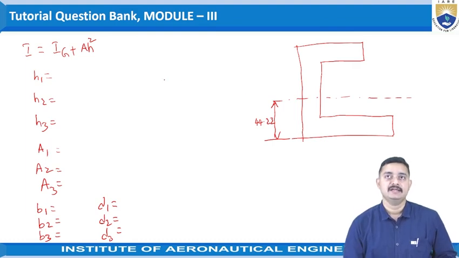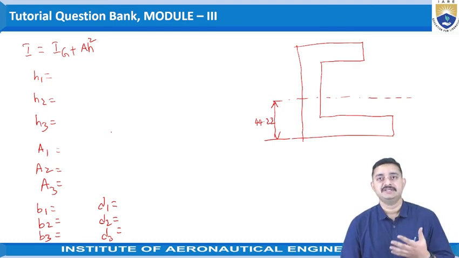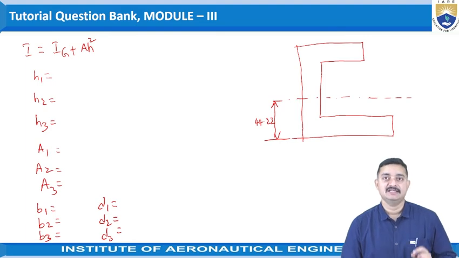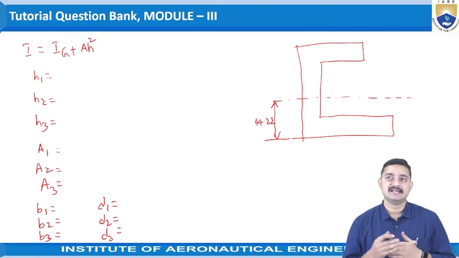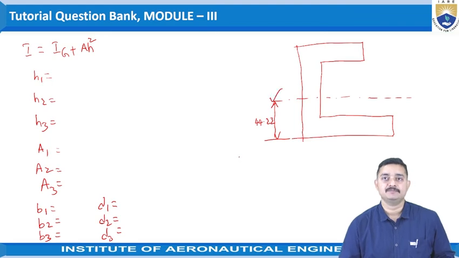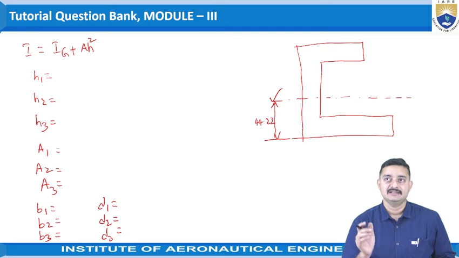Now coming to H values. The H here in the formula is the distance between the reference axis and the centroidal axis, right? So the reference axis would be this axis which we are going to get the value from, and the centroidal axis would be the centroidal axis of the parts which we have divided, right? Part 1, part 2 and part 3.